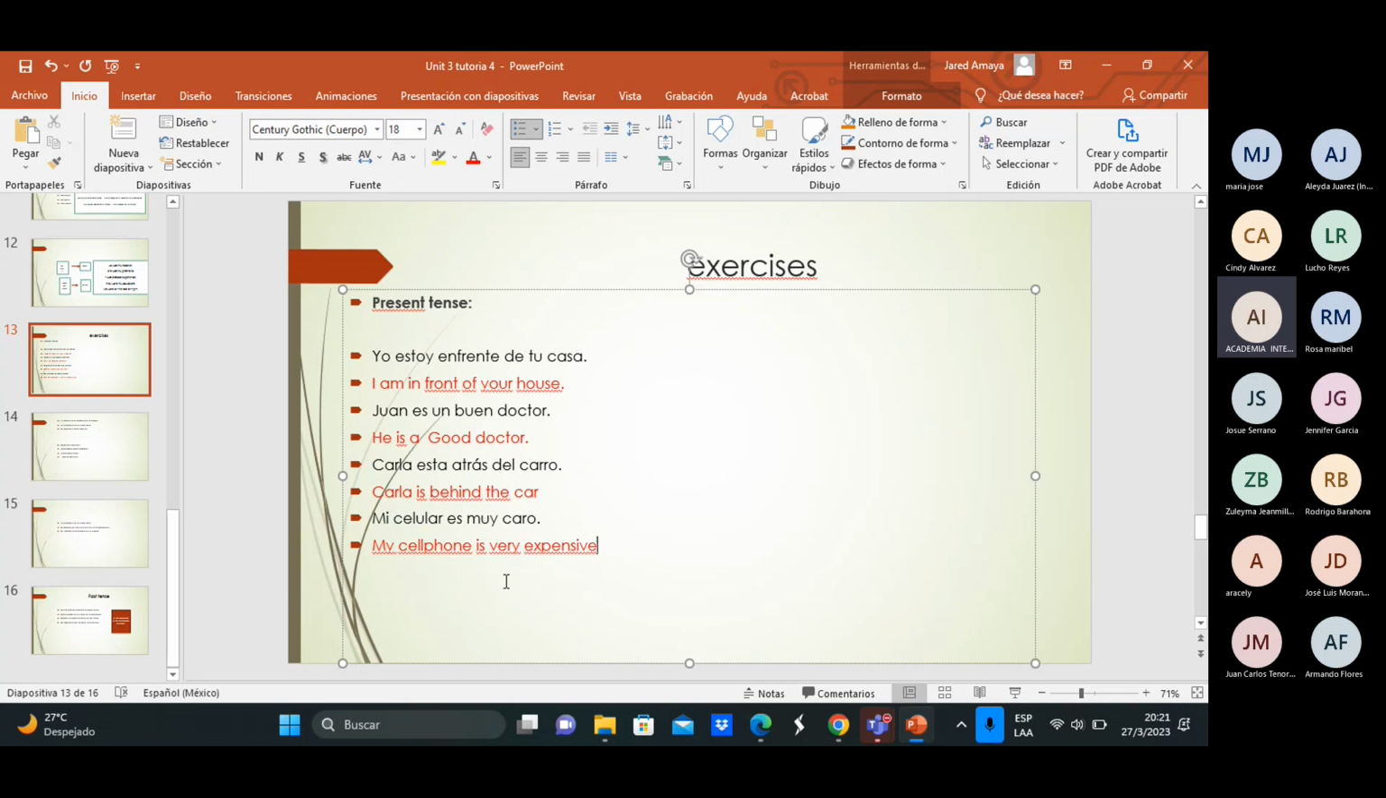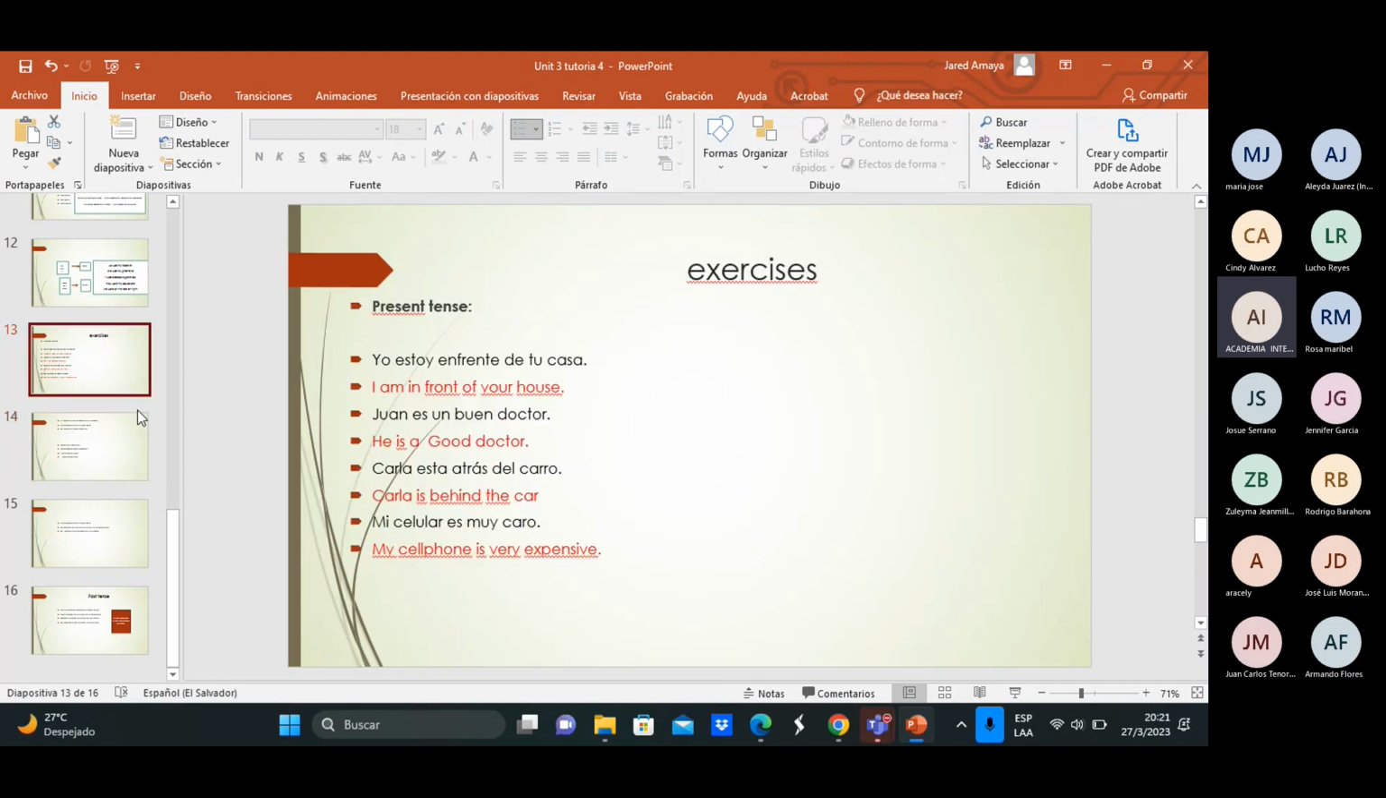Teacher, excuse me, how do you say caro in English, please? Expensive. This is the word, expensive. You can repeat it if you have like doubt about the pronunciation. Si tiene como duda en cuanto a la pronunciación. Expensive. Expensive. My cell phone is very expensive or my cell phone is expensive. That's it. Eso es como costoso o caro, ¿verdad? Que nosotros llamamos caro. Es como algo costoso. Expensive. That's the only word, expensive.